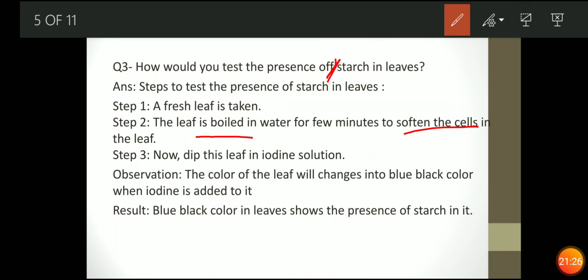And when the starch comes out and we put iodine solution, what will happen? It will convert into a blue black color. This blue black color indicates that the leaf has starch in it.